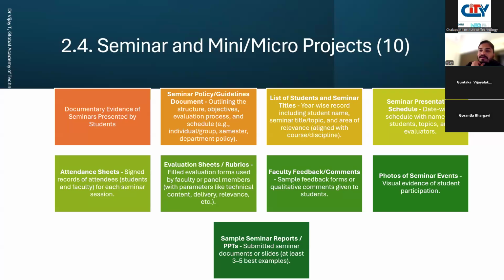Then seminar and mini micro projects again carry 10 marks. The same procedure applies, whatever you're applying for the project and internship. A complete process has to be there. A policy document has to be there. List of students, their titles, and mapping to each of the POs and PSOs.